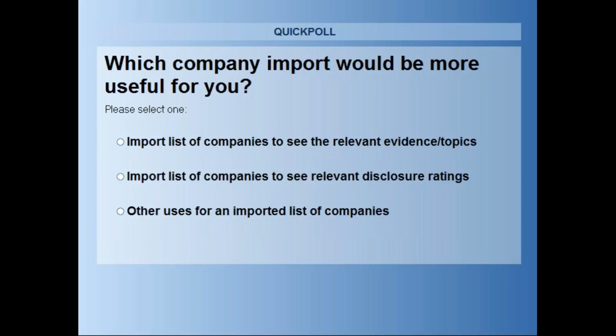You want to import the companies and see the disclosure ratings. Are they disclosing metrics-based or otherwise? Or maybe there's another import that you would want to use, or another way in which you'd want to use an imported list. So think about it, weigh in, give us your feedback so that we can actually make changes that are useful to you. There are still several people who haven't voted, so I'm going to give it a couple seconds and then we'll take a look at the results.